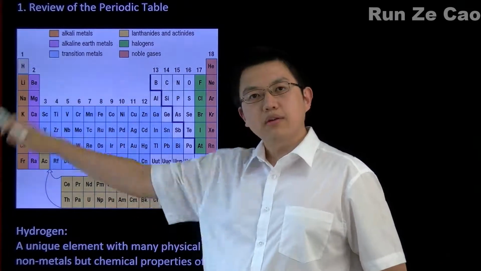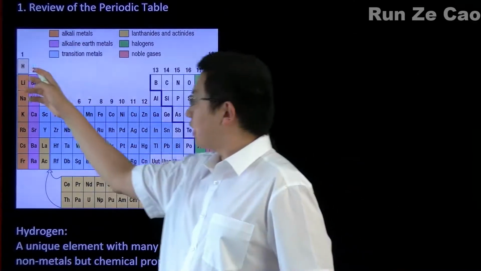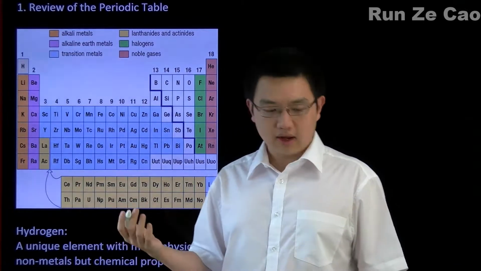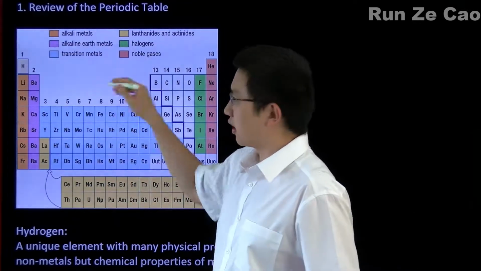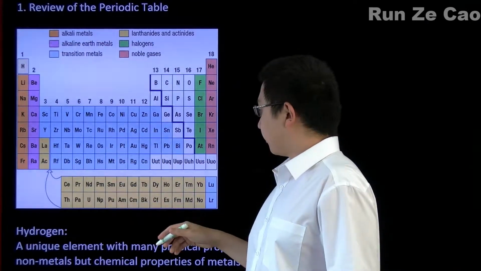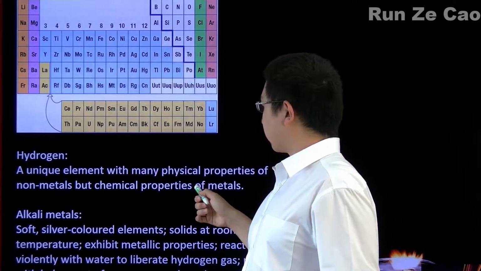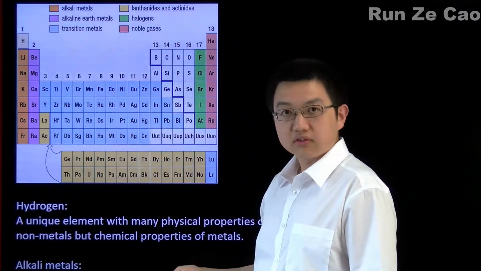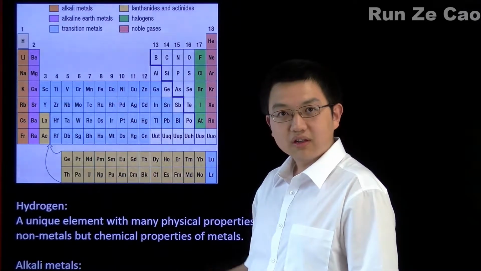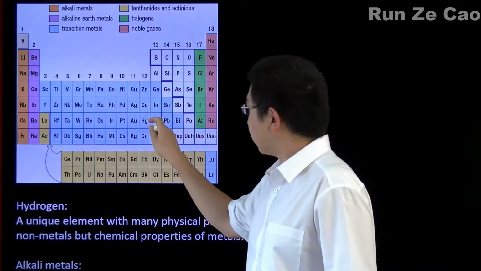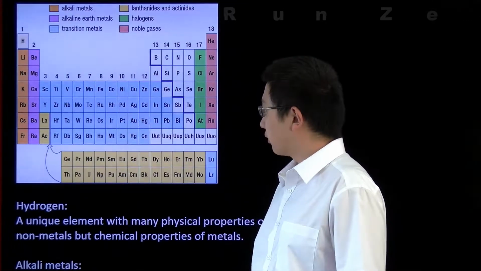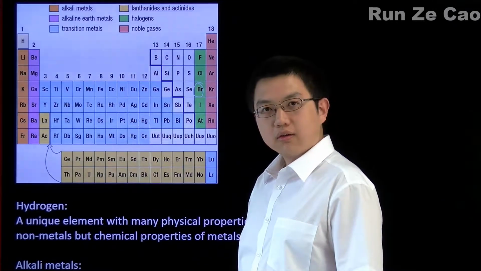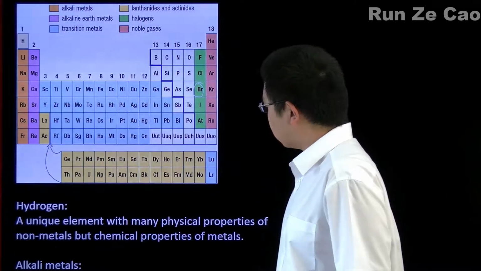This line separates the metals and the non-metals. Technically, hydrogen is considered a non-metal, but it does exhibit certain metallic properties at times, such as a tendency to be H+ instead of H-. Hydrogen is unique, it says so here. Many physical properties of non-metals. Why? Well, it's a gas, it's not lustrous, it's not a shiny liquid or solid, although only one metal is a liquid at room temperature, and that is mercury. One non-metal as well, that's bromine. These two are the only liquids at room temperature and pressure.